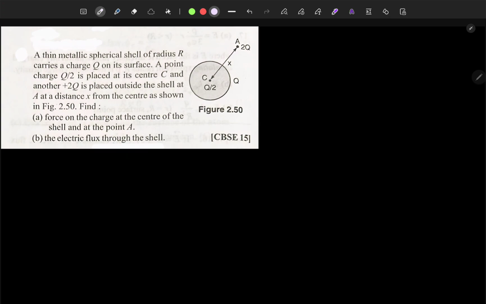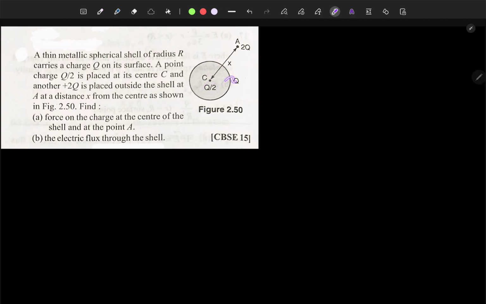The question is: a metallic spherical shell of radius capital R carries a charge capital Q on its surface. A point charge Q by 2 is placed at the center, at C.